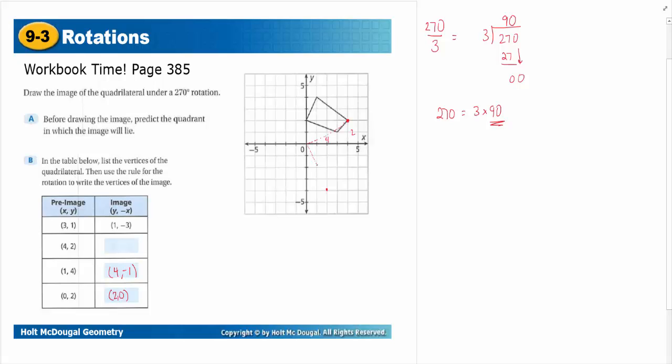And again, you can double check that when you draw your two congruent segments and see if they form that right angle, which they do. So this would be (2, -4). So therefore your point would be (2, -4).